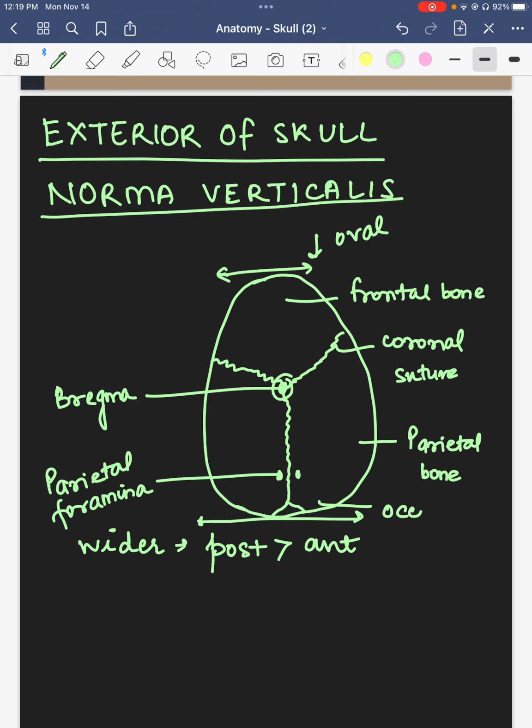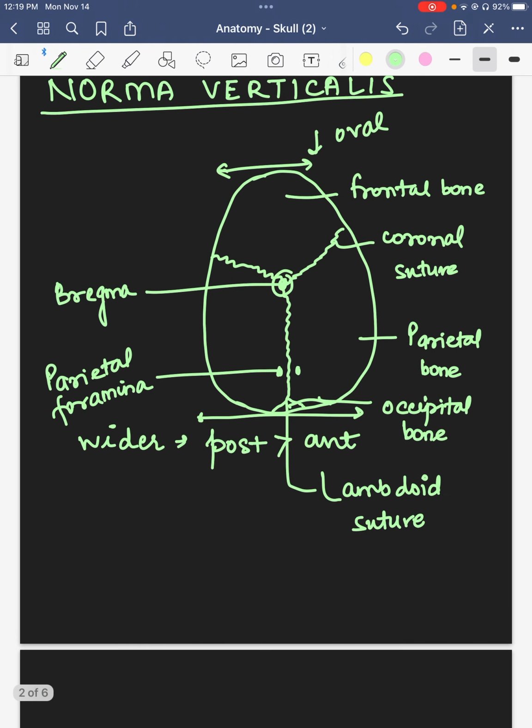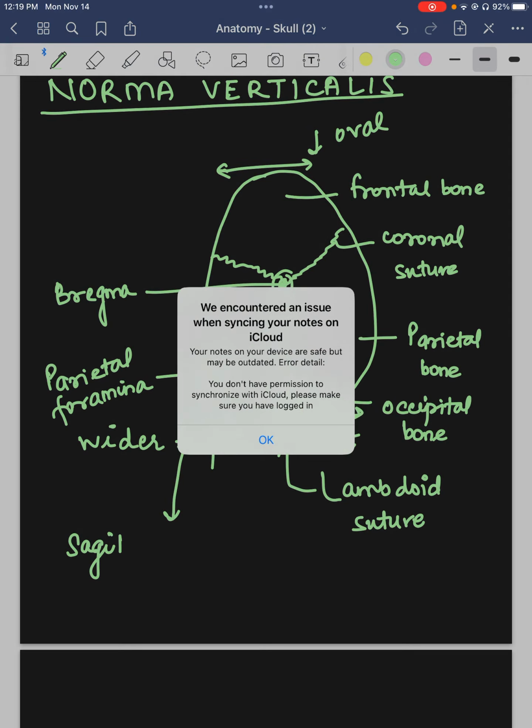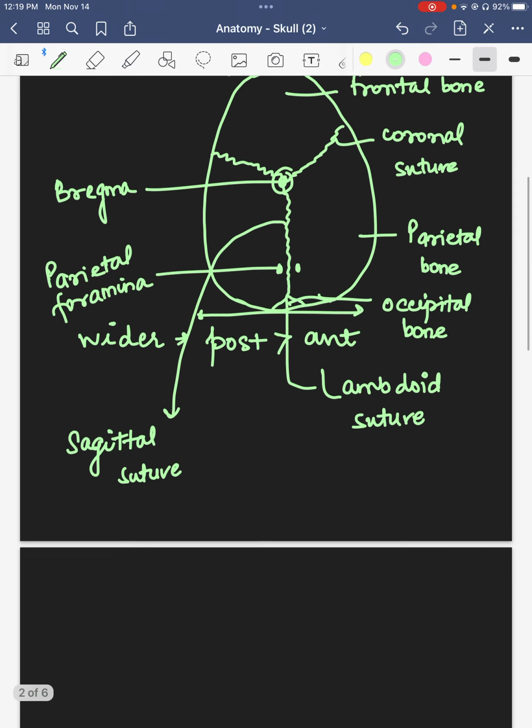Here we have the occipital bone, and here we have the lambdoid suture. I will tell you about all these sutures in the coming slide. This suture here is called the sagittal suture. So let's discuss all these terms that I have used just now.